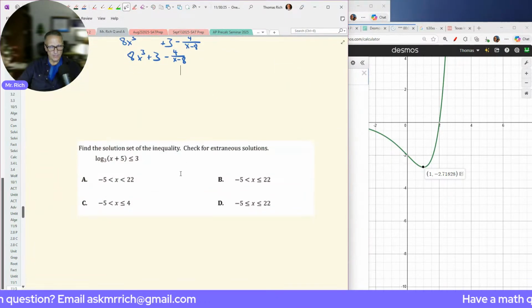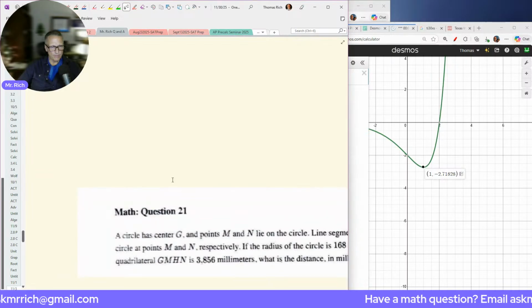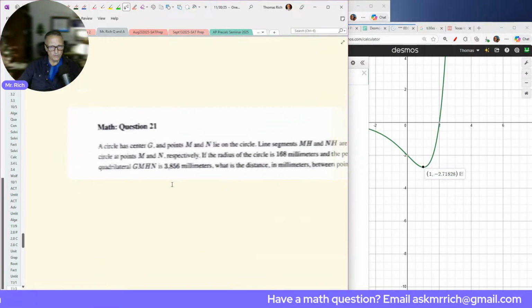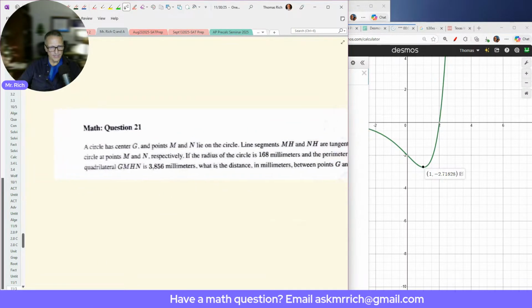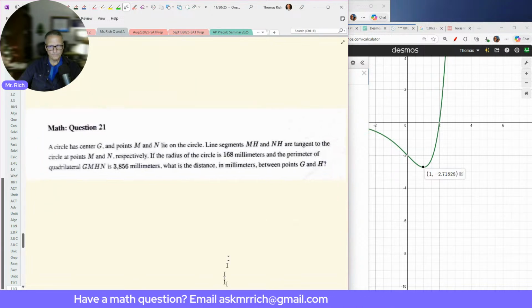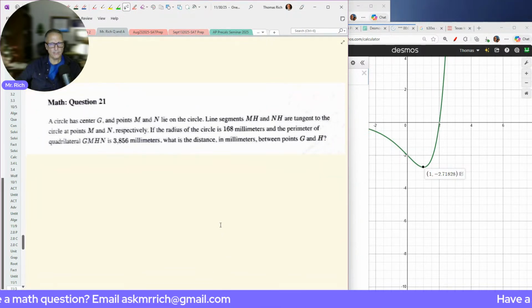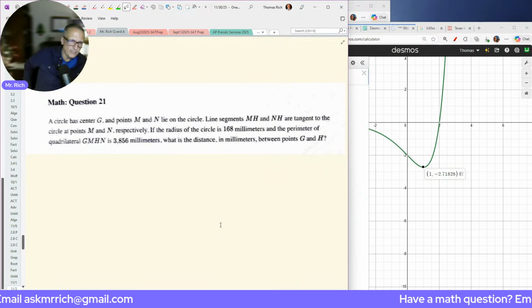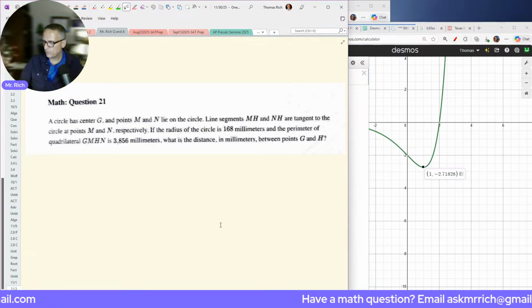This was in an AP pre-calc. I think what I'm going to do is move on to some SAT questions that I needed to cover here. This comes from one of the practice tests, I believe, maybe practice test 10 in Blue Book.